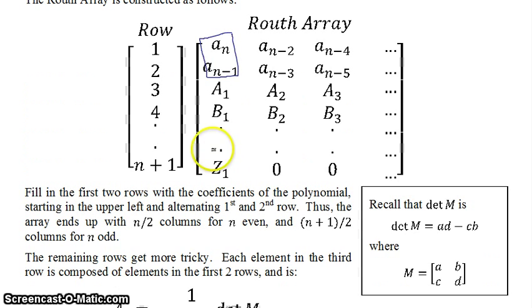If you're trying to construct A_1, then for the M matrix that you're looking for, the first column is constructed of these two elements, and the second column is constructed of these two. So you just look at what those elements are. When you put together your matrix M, it's a_(n-1), a_(n-2), a_n, a_(n-3), and the determinant will be determined that way.